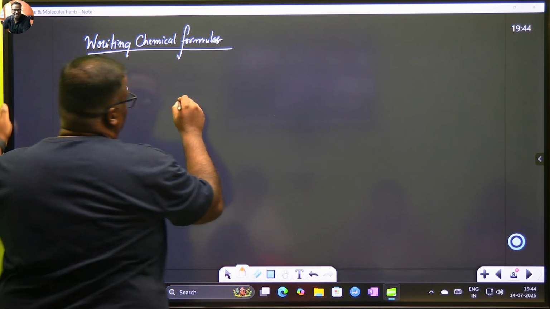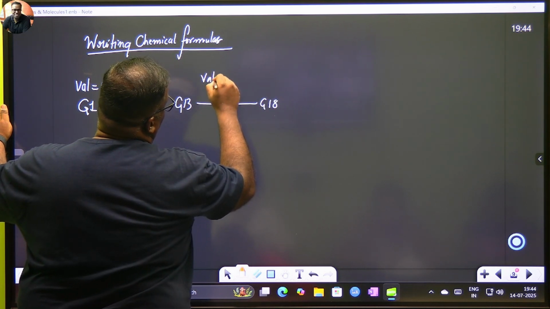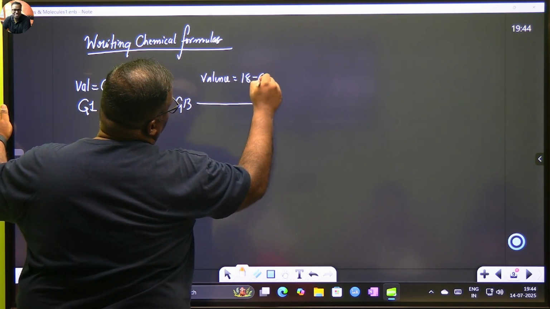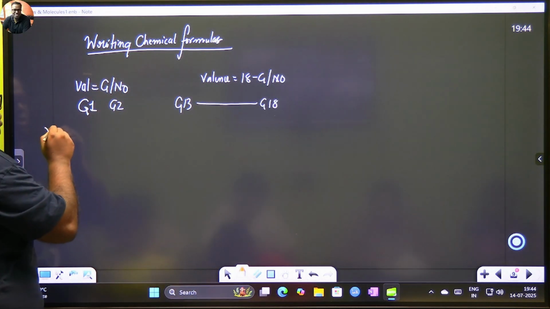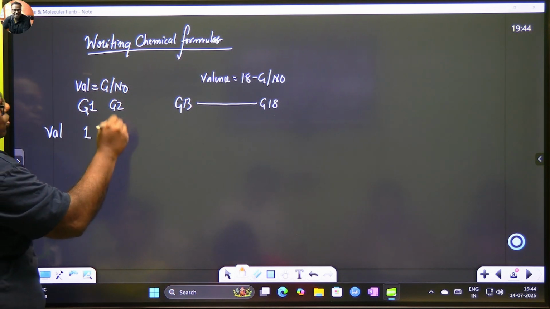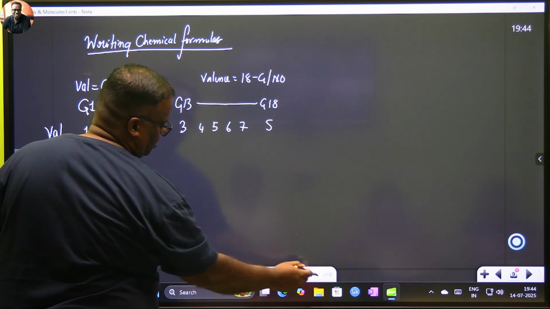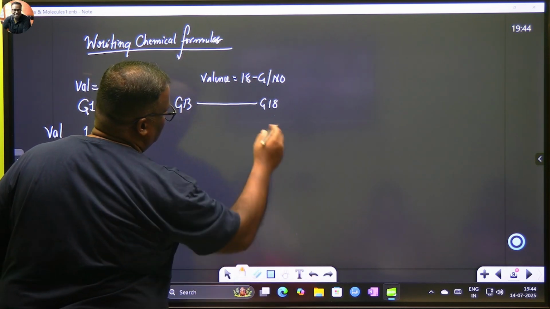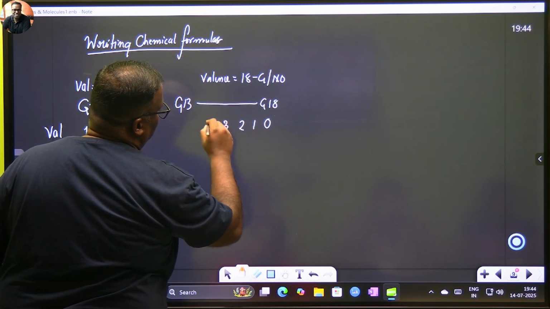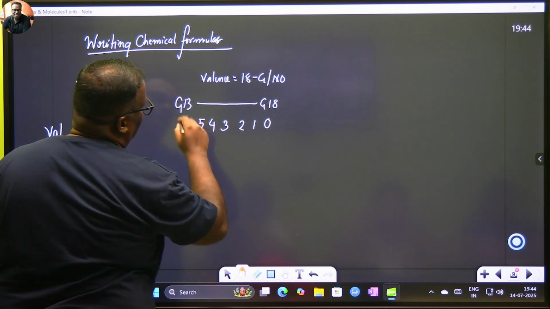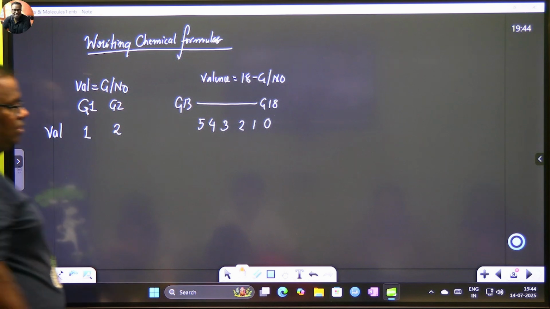Very good. And then we have G13 to G18. Here valency will be equal to 18 minus group number. Which means if we try to find out the valencies 1, 2, 3, 4, 5, 6, 7. No. It will be 0. Then 18 minus 17, 1, 2, 3, 4, 5. And what about 13? 13 is 5.